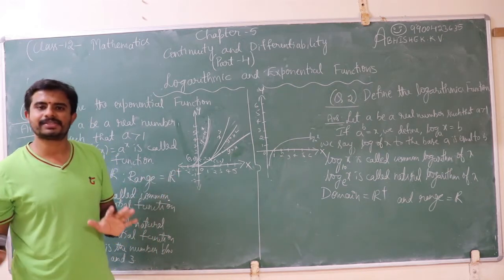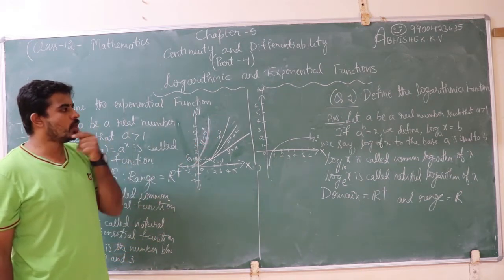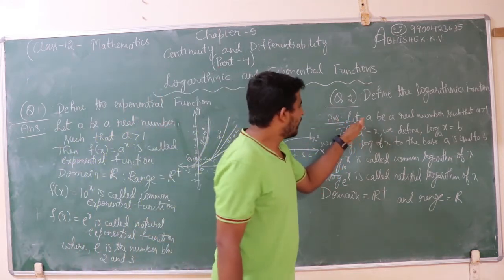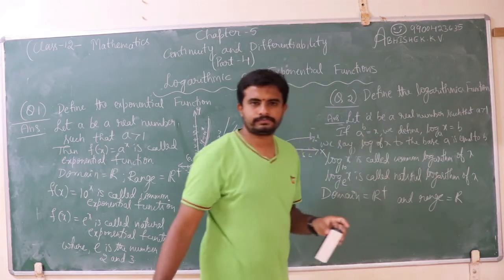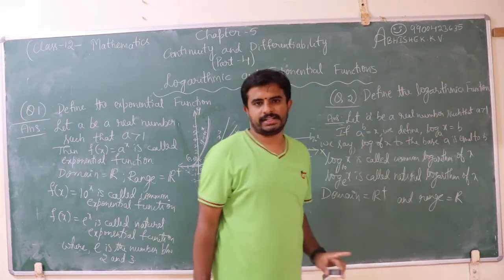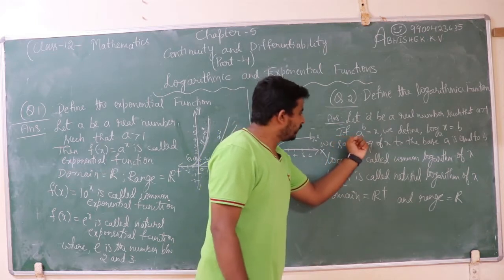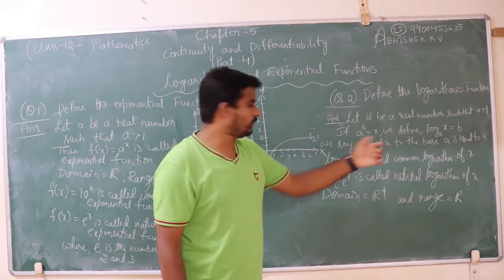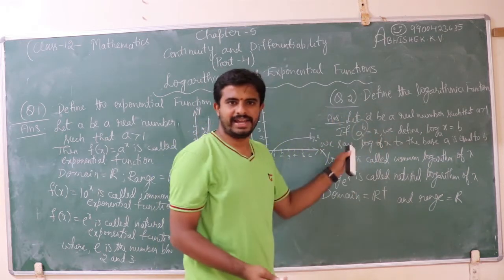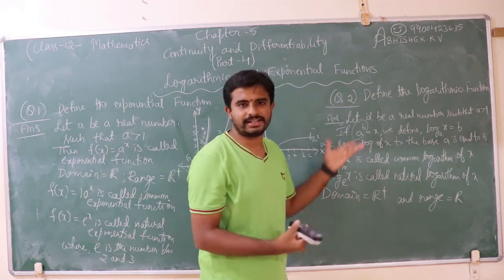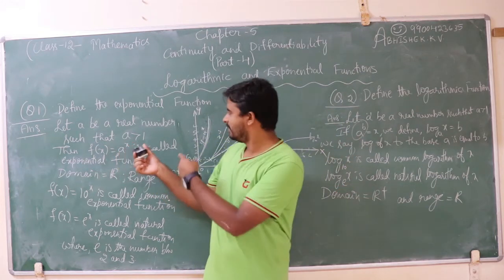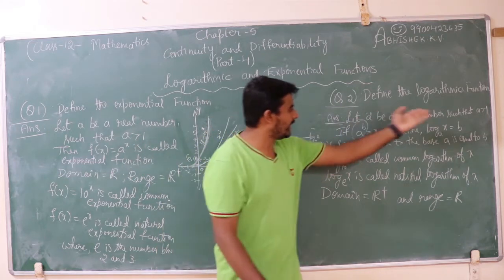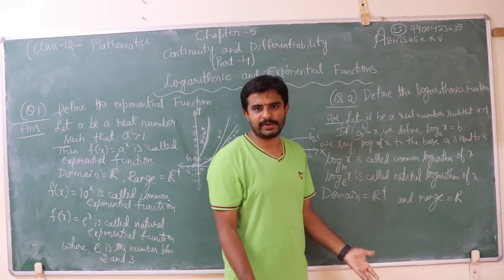We already learned in our school level only, right? So let us move on to the definition of logarithmic function. See, let a be a real number such that a should be greater than 1. If a to the power of b is equal to x, see, this is what? Exponential. A to the power of b, a is greater than 1. See, we already recalled, for a greater than 1, a to the power of x is called exponential function. For a greater than 1, a to the power of b is also called exponential function.